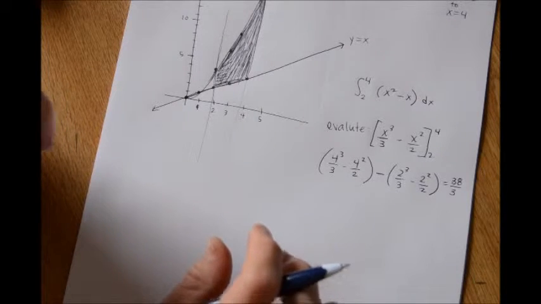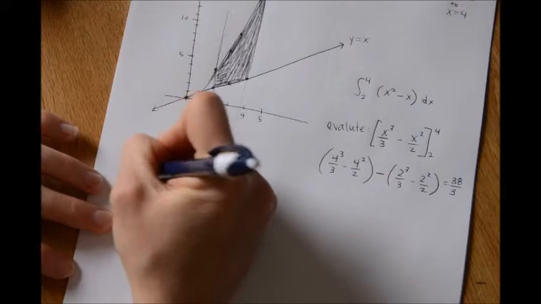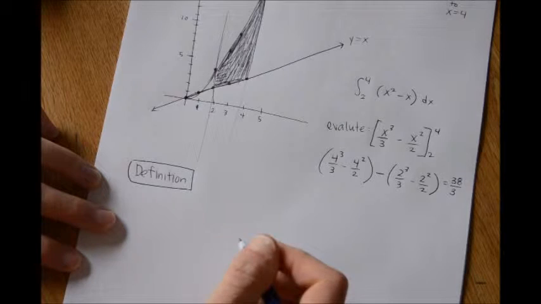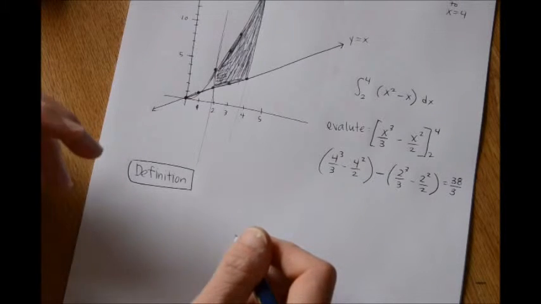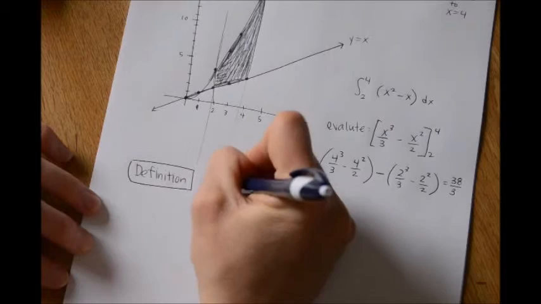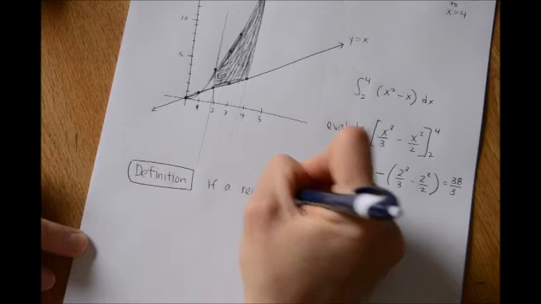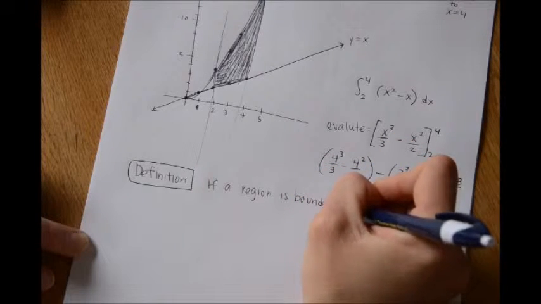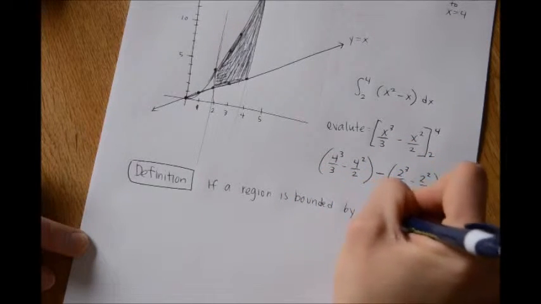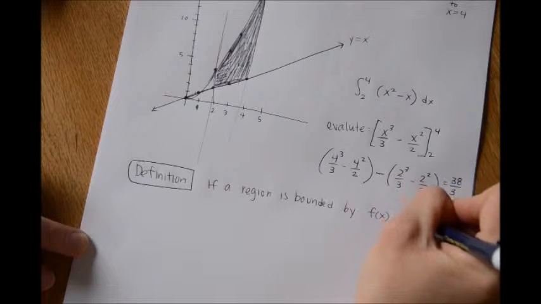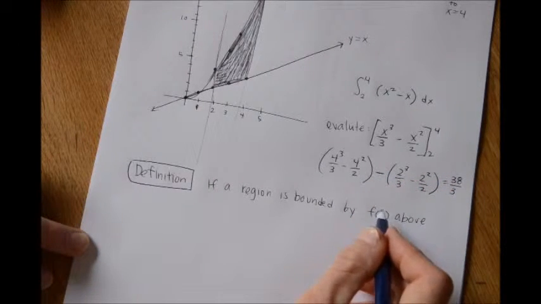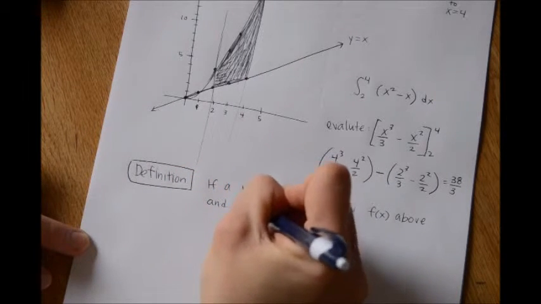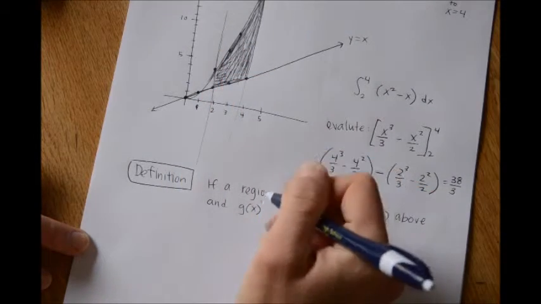So let's do a generalized rule. Let's do a definition. If the region is bounded by f of x above, so notice that this has to be on top the entire time, and g of x below, it has to be underneath this equation the entire time.